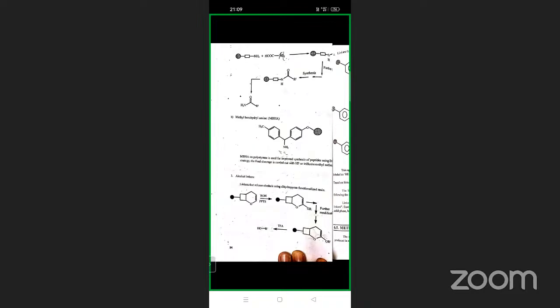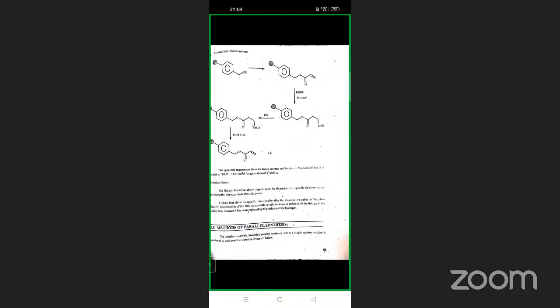Okay. Next, we'll see the methods of parallel synthesis. In combinatorial synthesis, there are two methods: one is parallel synthesis and the second one is mixed synthesis. In parallel synthesis, we get the same kind of product in each reaction vessel, and in mixed synthesis, a different product is obtained in each reaction vessel.